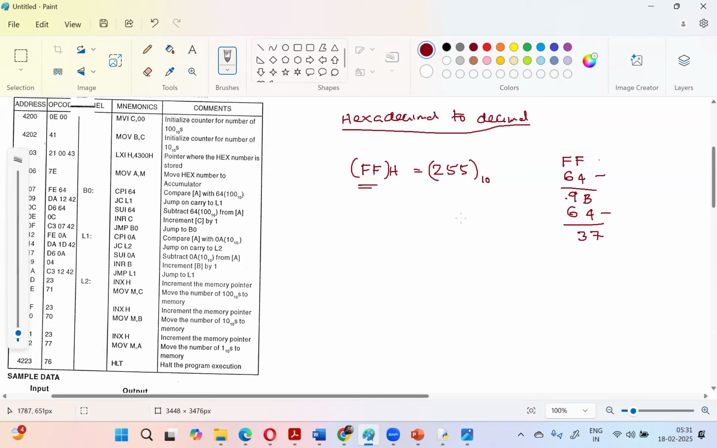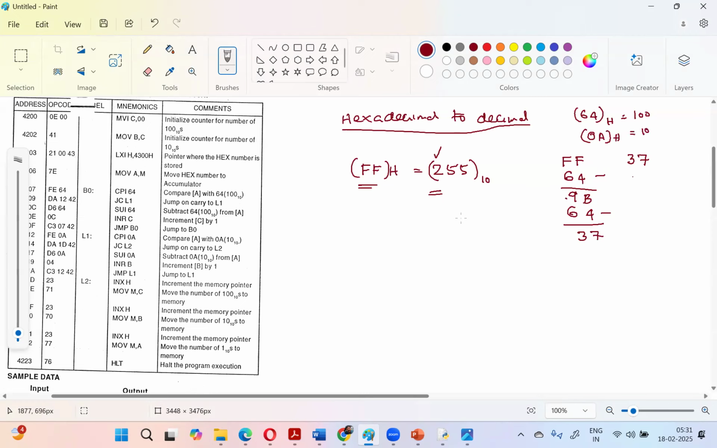64 in decimal is equivalent to 100 in hexadecimal. So here, how many times are the hundreds there? 2 times we have 100, so the hundreds digit has the value 2. And then for that 37, now you have to find out how many tens there are. For tens, we have 0A in hexadecimal, which is equal to 10.